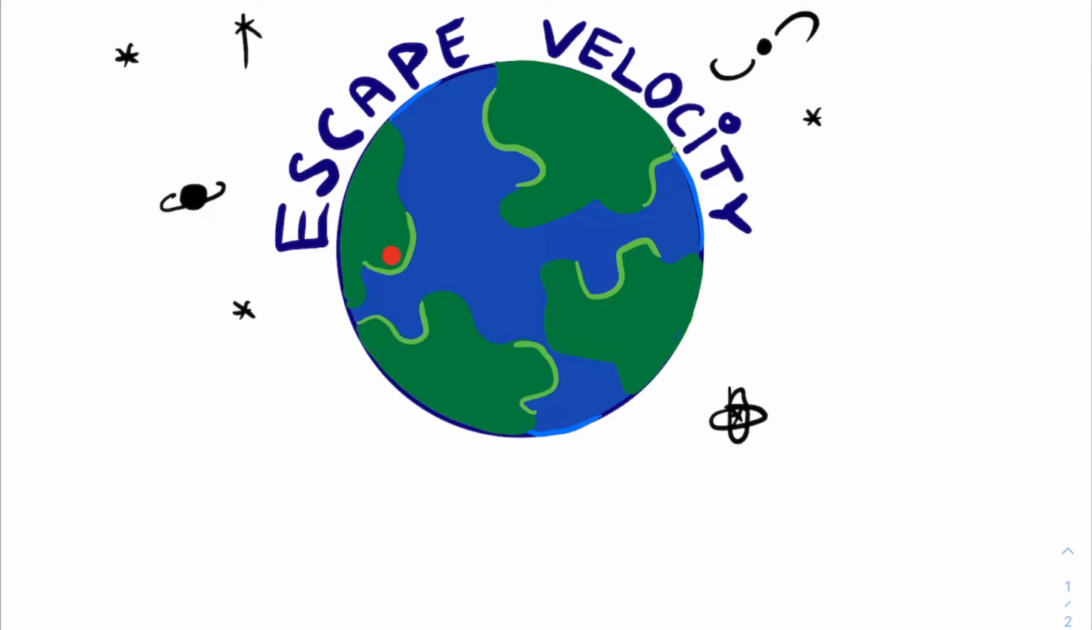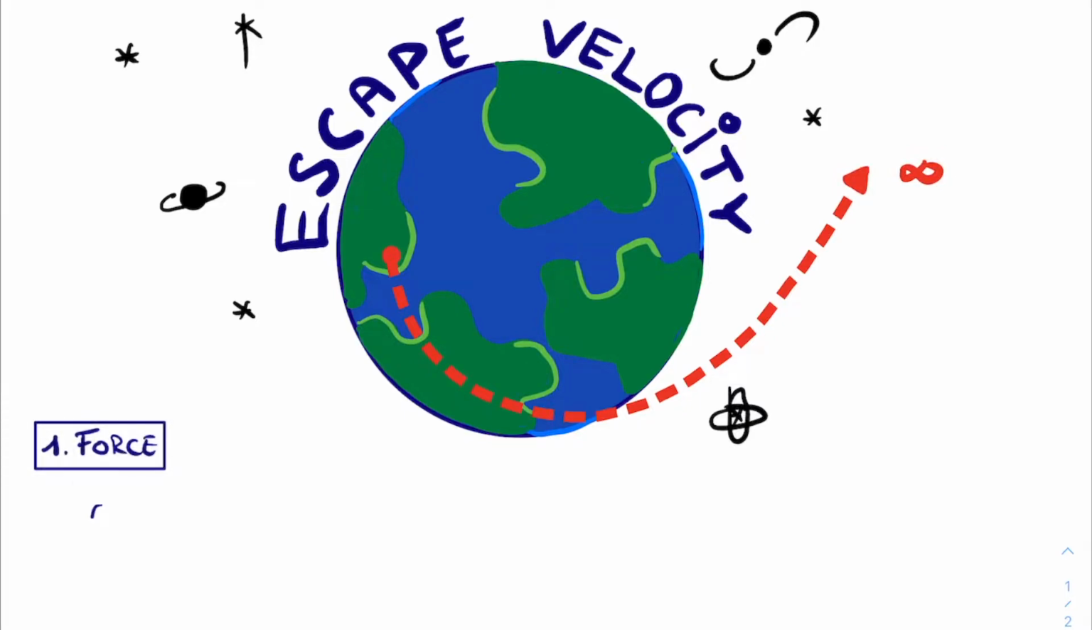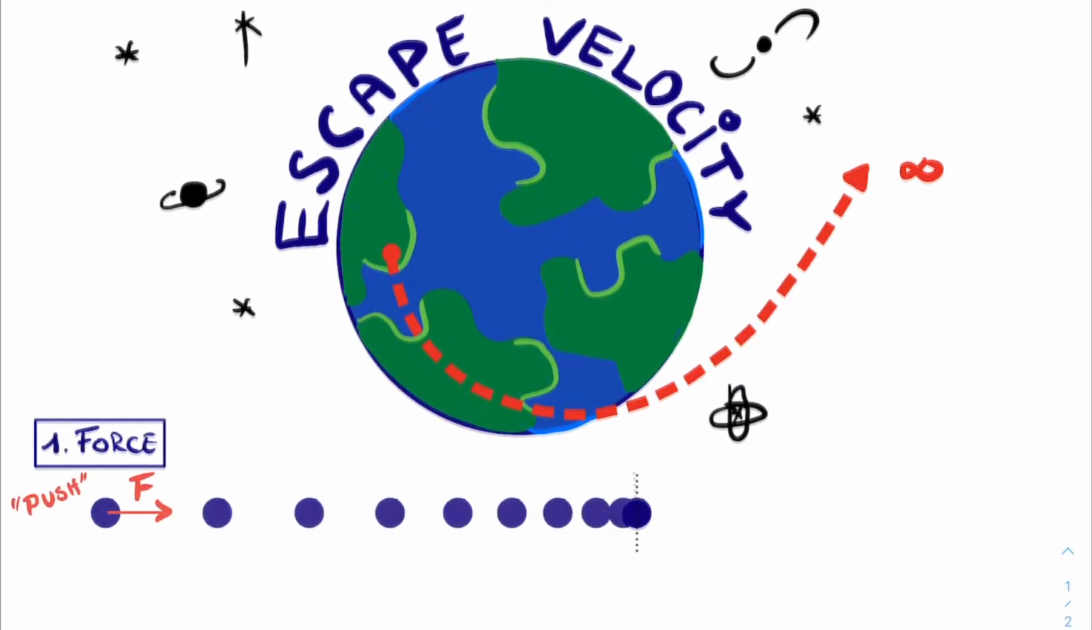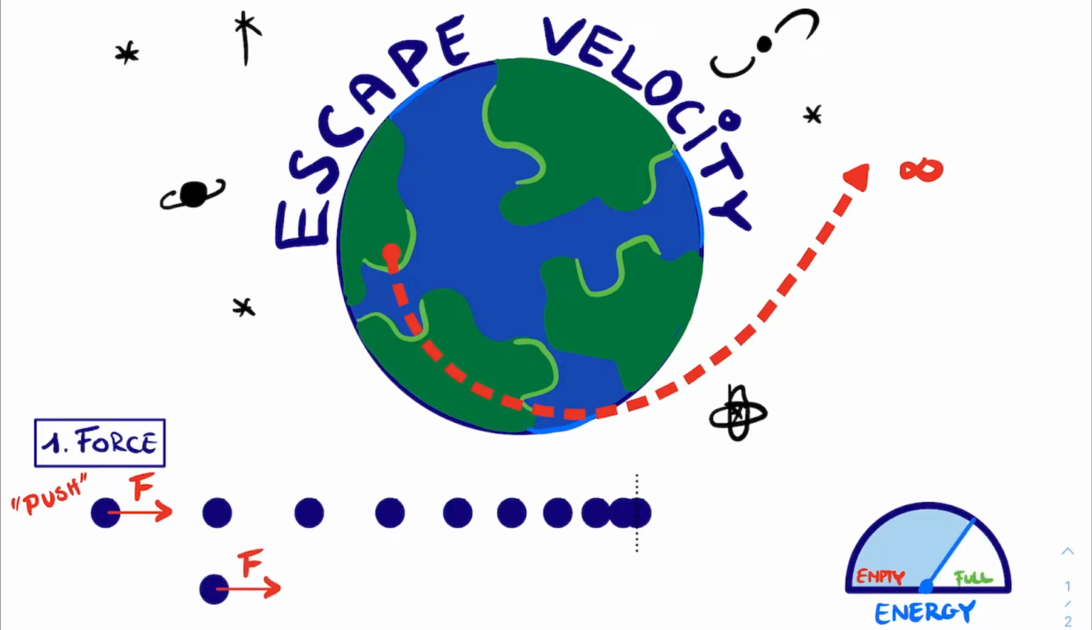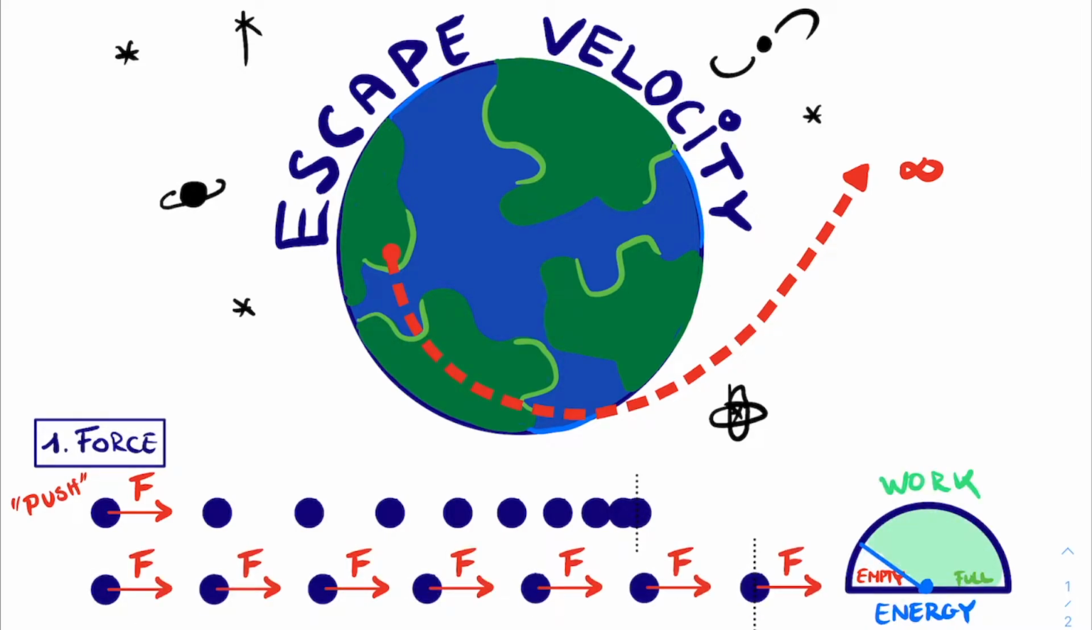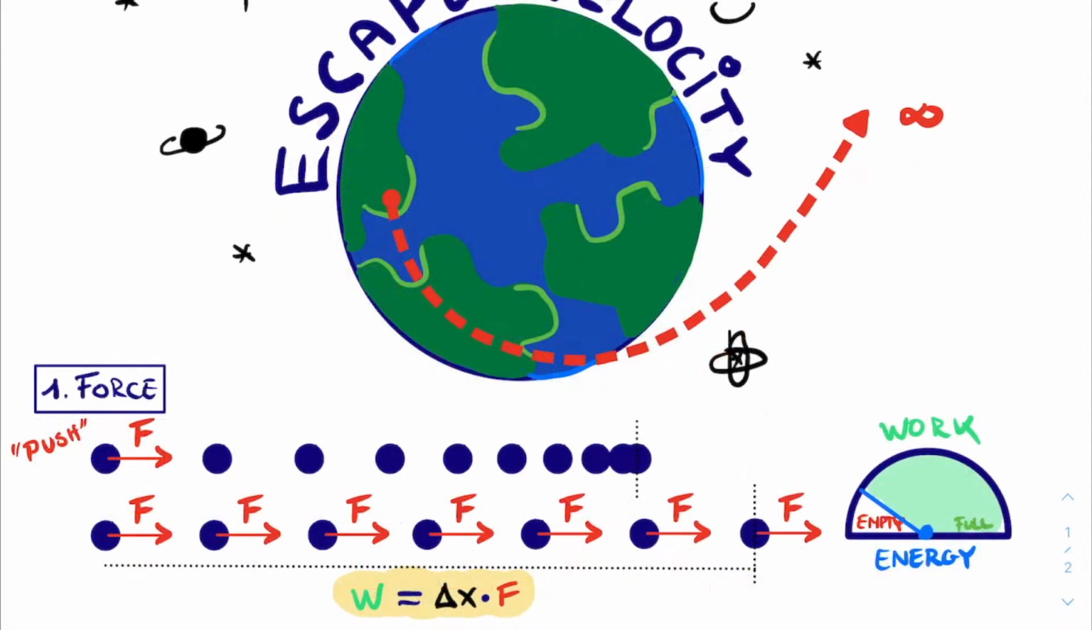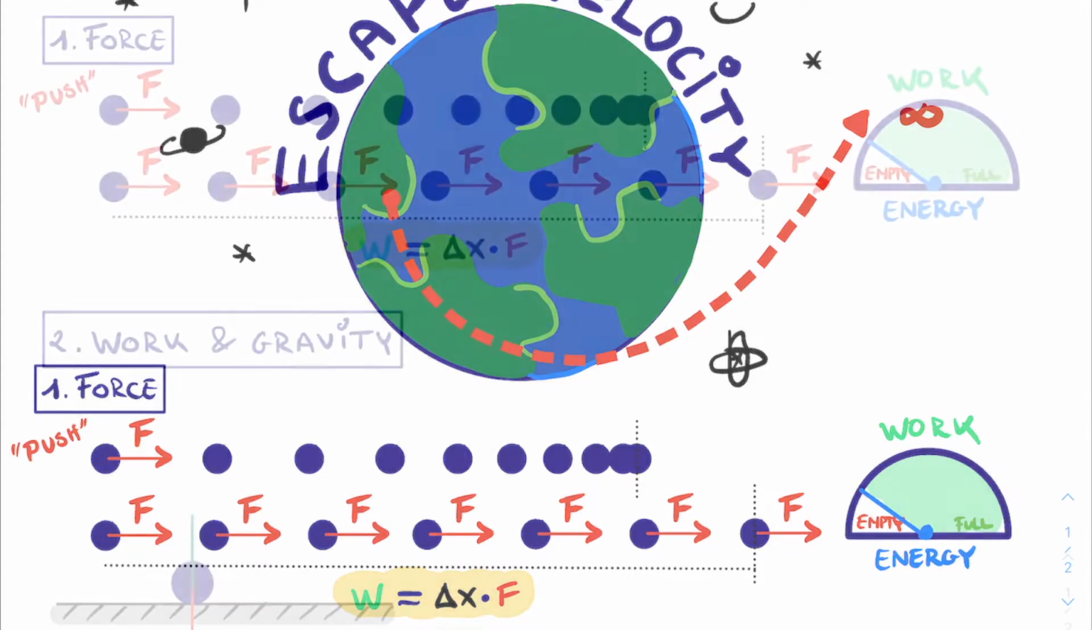Let's investigate the escape velocity of the Earth, define what it is, and calculate its exact value. A force is the quantity needed to change the velocity of an object, so to move it around. To continuously exert a force on an object over a distance requires spending energy, which we will call work. The expression for work is simply the force multiplied by the distance over which the object is moved.